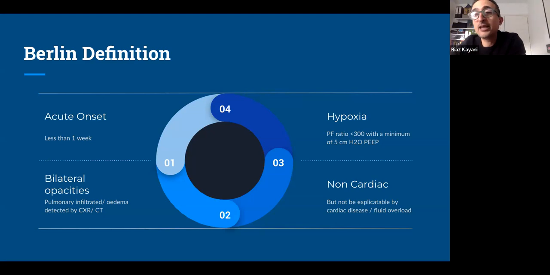And then the second thing is that it has to be a medical cause. We would say you have excluded a cardiac cause for this, because pulmonary edema and lung infiltration can have a cardiac cause. So that's the main structure of it.